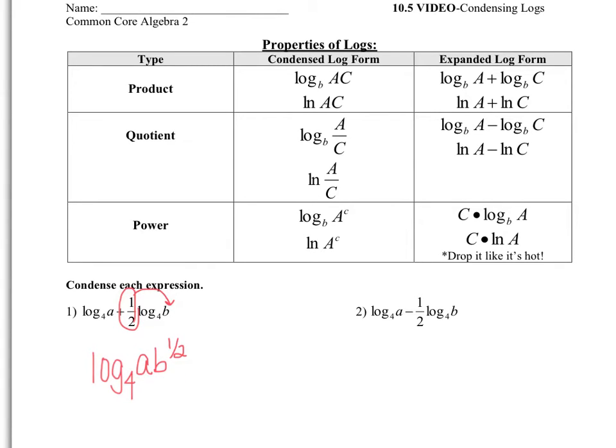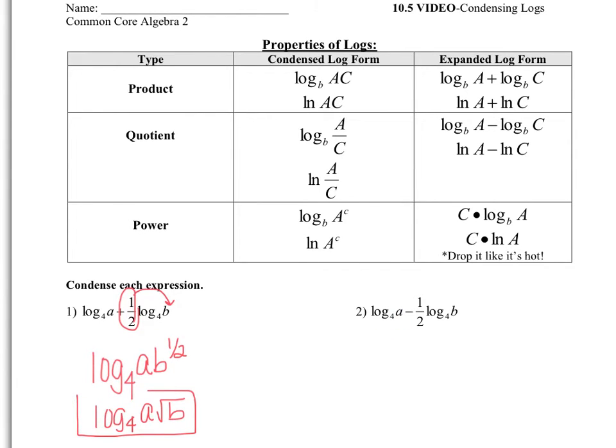Now a more simplified answer would be log base 4 of A times the square root of B. Some of you may be asking, well, can I leave the answer like this? And the answer is absolutely yes, but this is more simplified. Okay, let's look at example number 2.